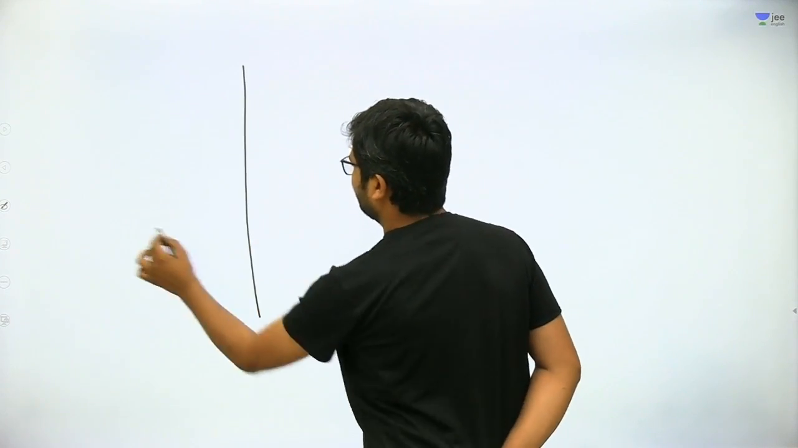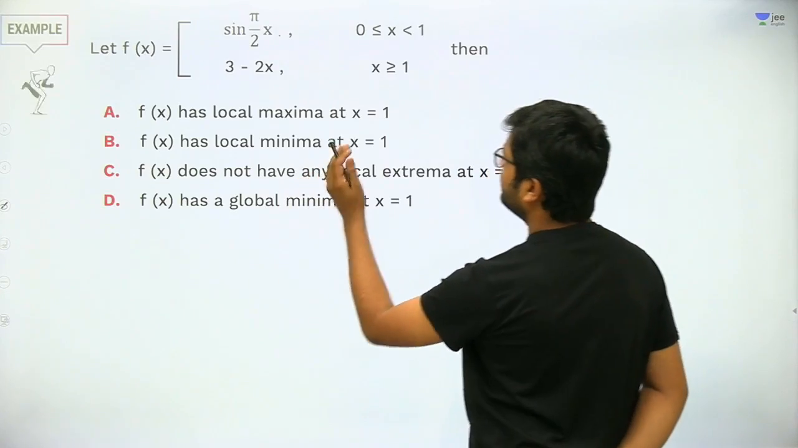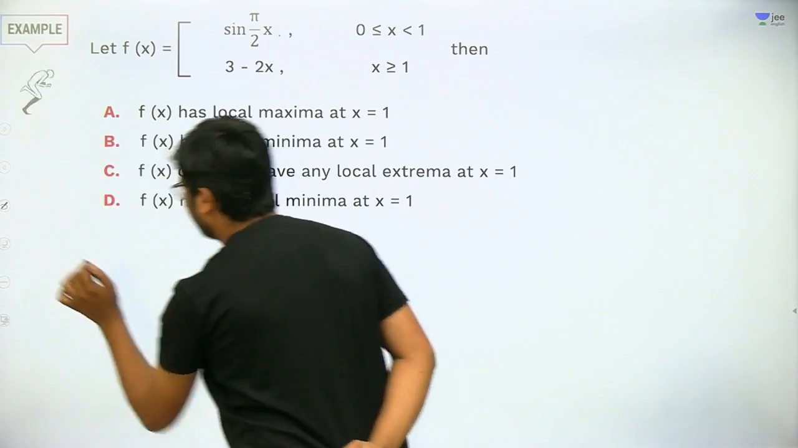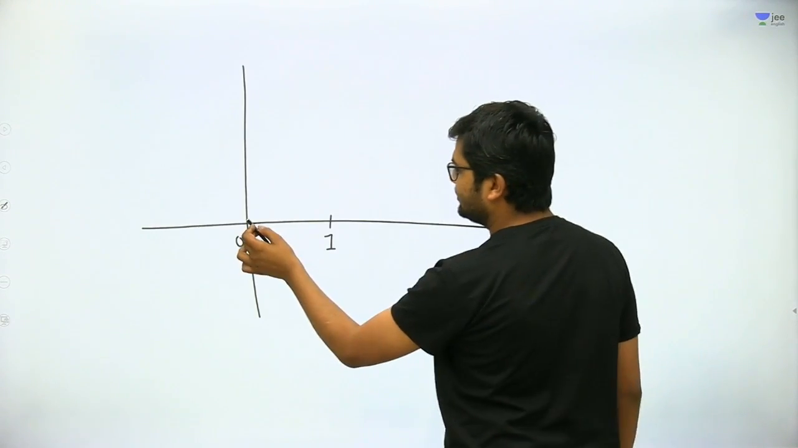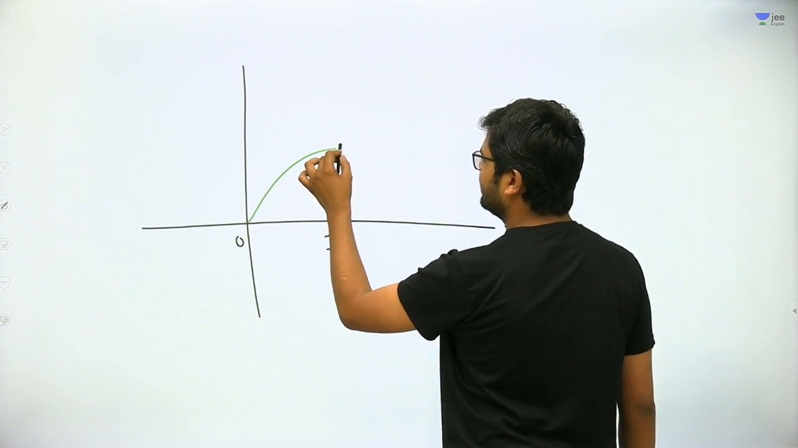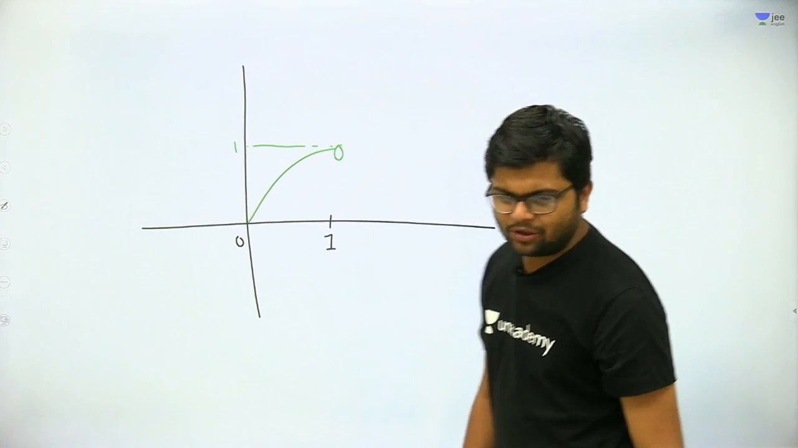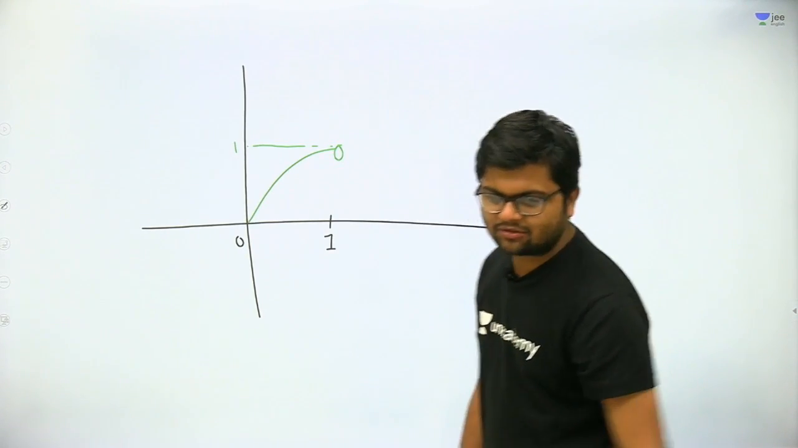So just plot the graph. I am plotting the graph from 0 to 1, and after that for x greater than 1, there is no constraint on that. So from 0 to 1, the graph of the function is like sine theta, at 0 equal to 0, and at 1 it is open, so it will be 1 but open 1. Got my point? Everybody got my point? Yes, very good.